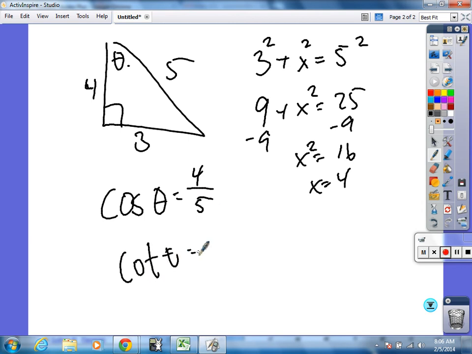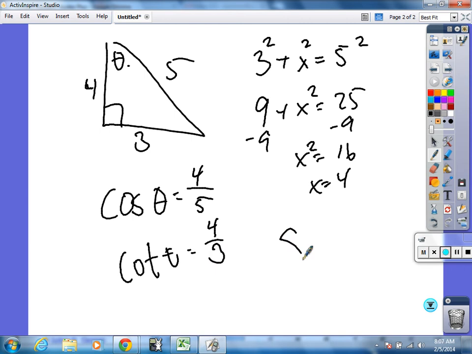Okay. What if I ask you the cotangent of theta? Remember, the cotangent is the reciprocal of tangent. So if you had your SOHCAHTOA, tangent is opposite over adjacent, so therefore cotangent is adjacent over opposite. Does that make sense? So which one is my adjacent? It's the one next to. Which one's my opposite?